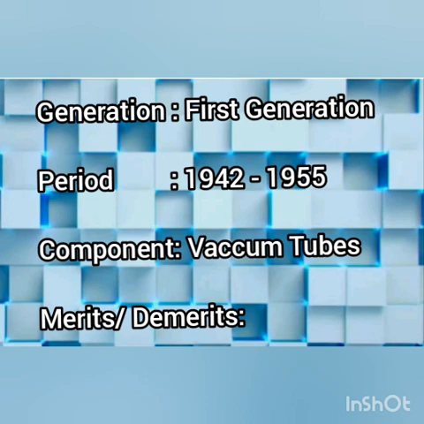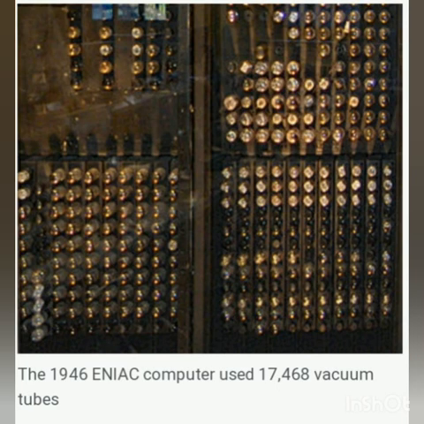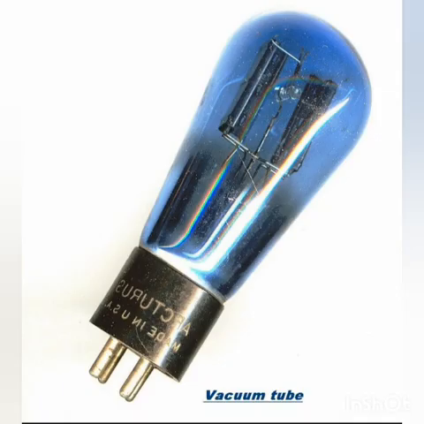The first generation's period, that is the duration, is 1942 to 1955, and we will see the major components used in each generation. In the first generation, they used vacuum tubes. This is the image of a vacuum tube, which is cylindrical in structure. We need not go in depth into what a vacuum tube is and how it works. We just need to know that vacuum tubes were used in the first generation of computers.